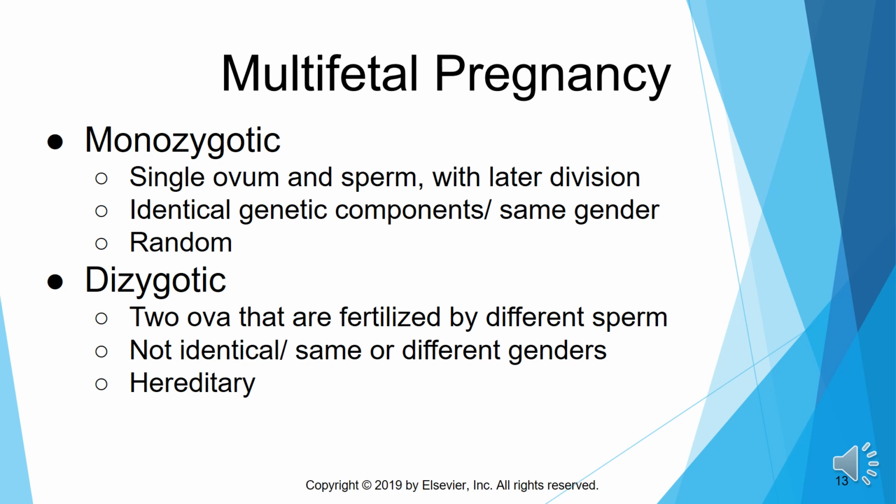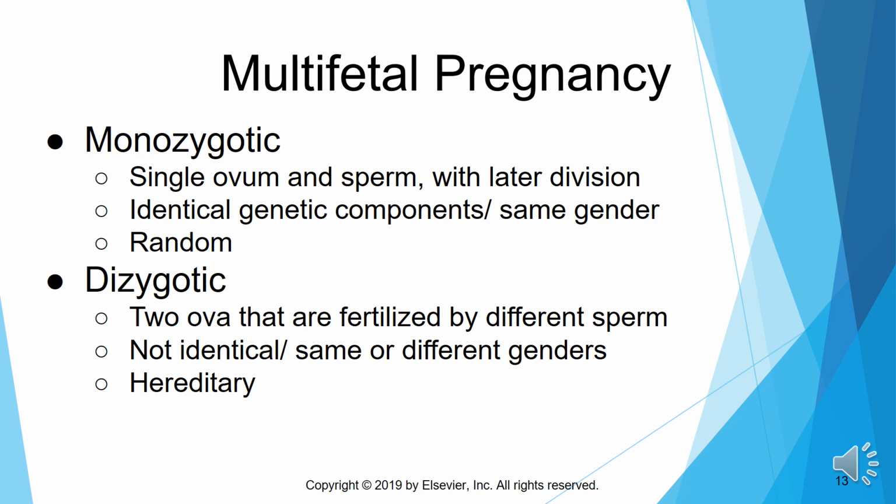And these kids will be identical, because they came from the same ovum and sperm. So their genetic material was split in half and two babies were made. And they are obviously going to be the same gender.